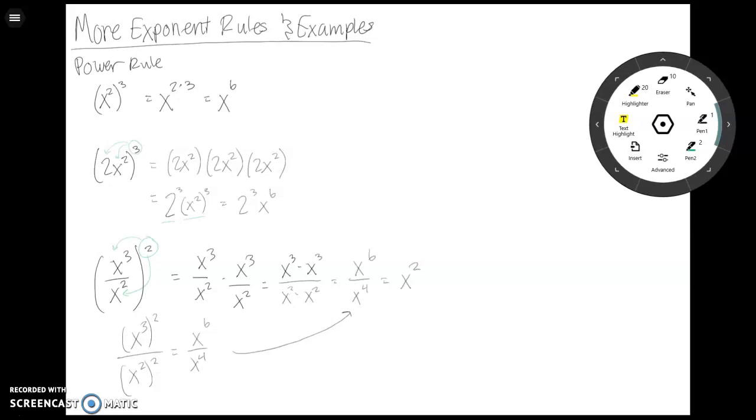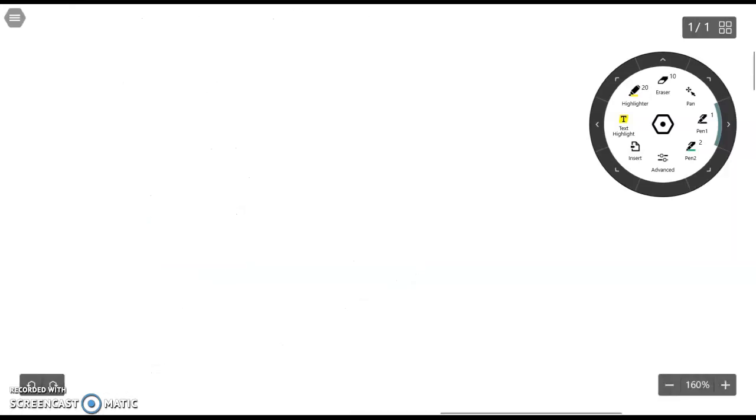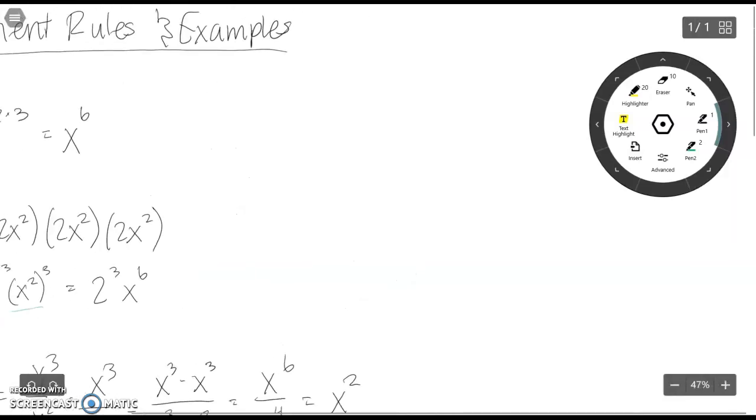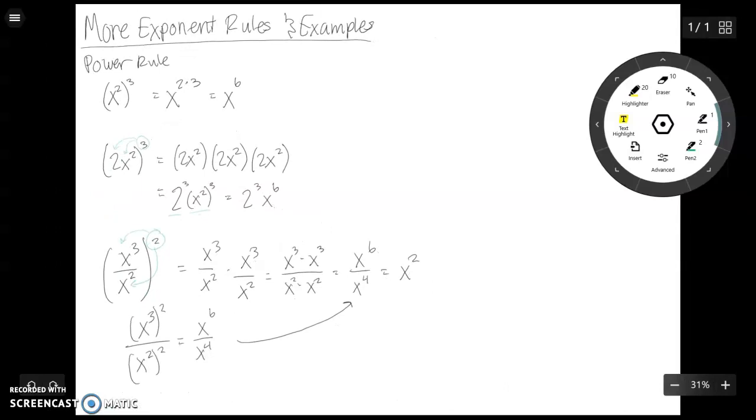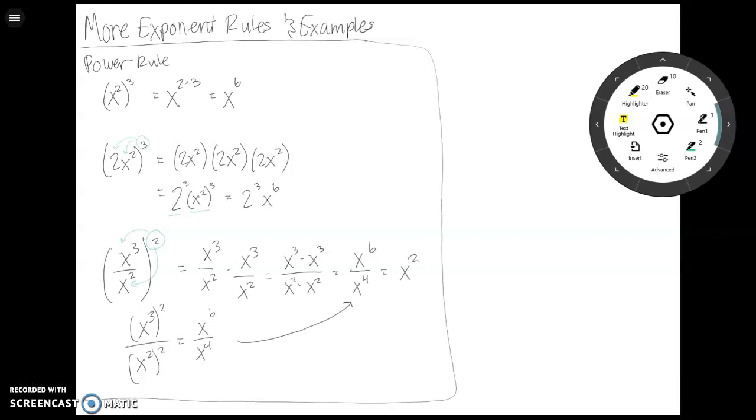Now that we've seen what the power rule does when we're dealing with products and quotients, I wanted to look at a few examples of what it would look like to simplify some exponential expressions. So we'll try to start easy and then build up.